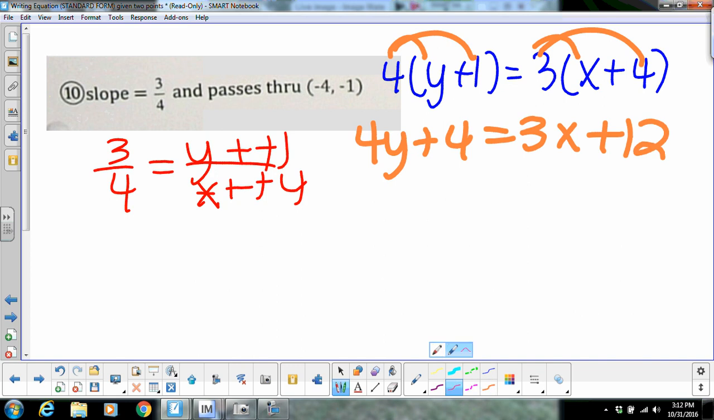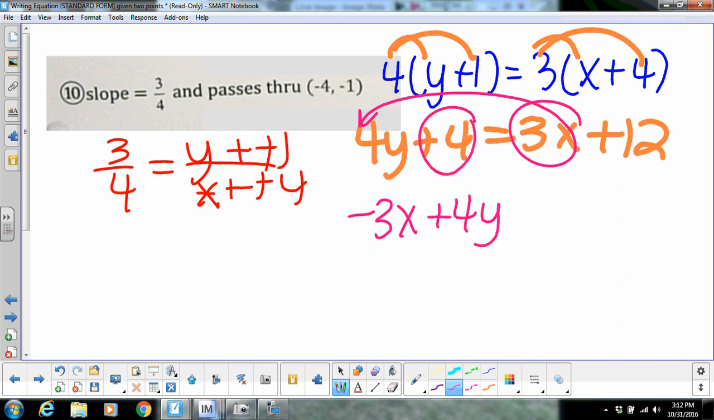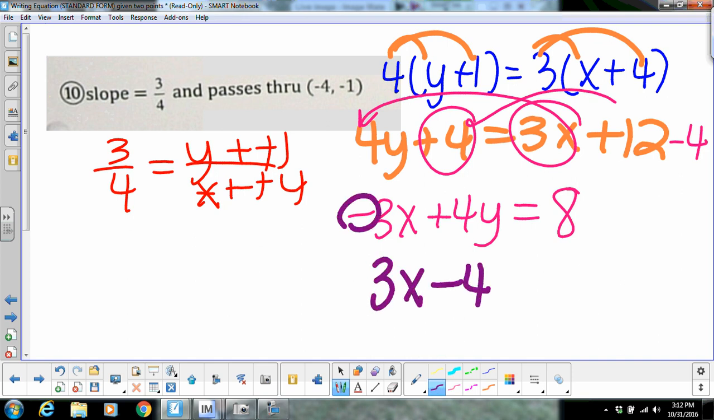All right, start to rearrange. We're going to pull this 3x over, and that one is going to become negative. Move your 4 over, and it also becomes negative, and 12 minus 4 is 8. The flag that we see here is that we have a negative on our x, so we're going to change the sign of everything in the problem.